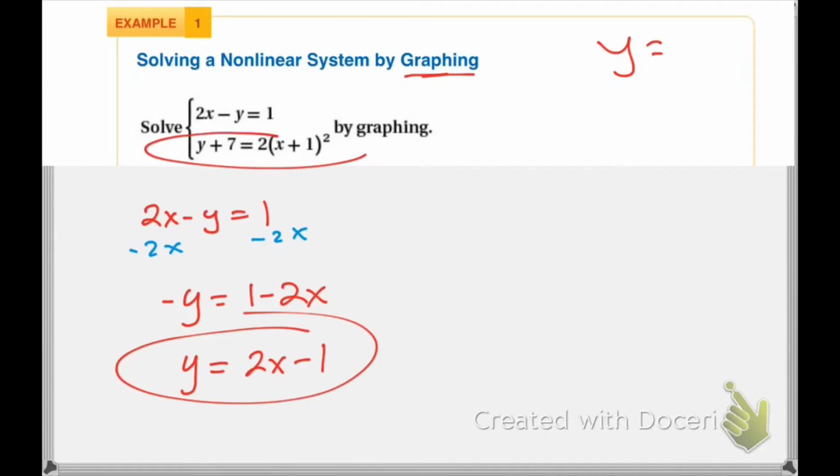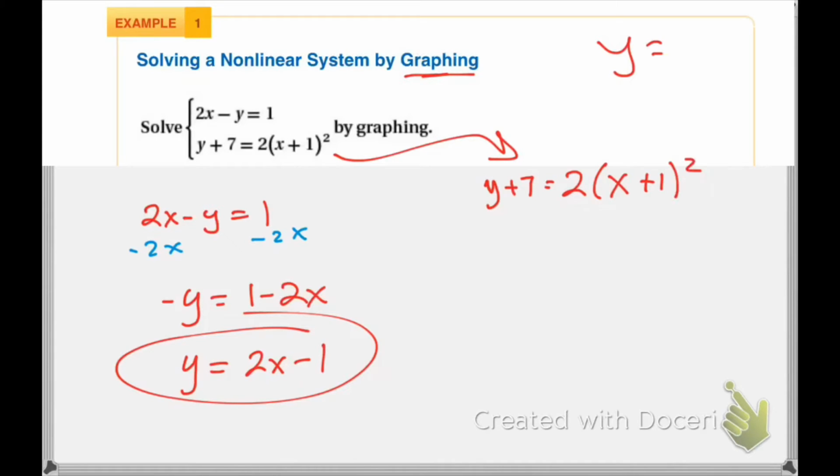Now let's look at my second equation. Now I need to get that as y equals. So come over here for this one. So I get y plus 7 equals 2 parentheses x plus 1 squared. All I got to do here, subtract 7 to both sides, and get y equals 2 parentheses x plus 1 squared minus 7.